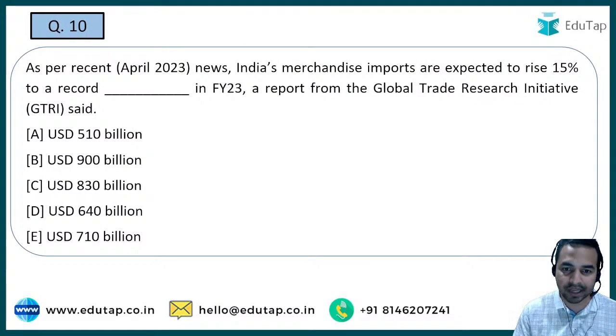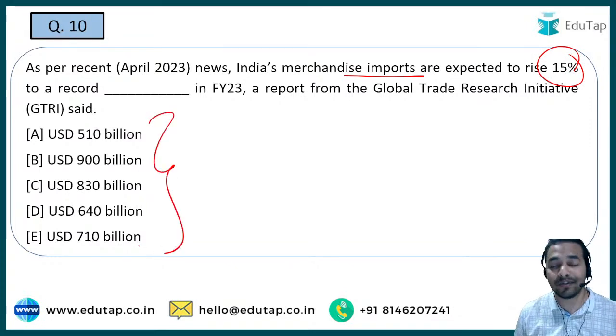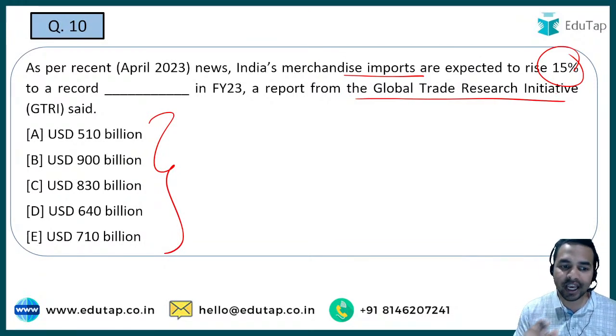Now the next question. India's merchandise imports are expected to rise 15% to a record billion US dollars in fiscal 2023 as per the report which was released by the Global Trade Research Initiative. And guys, here you are just required to tell me that basically ये जो नई value है, what exactly it is going to be. Is it 510 billion USD, 900 billion USD? So what is the right answer to this question number 10?